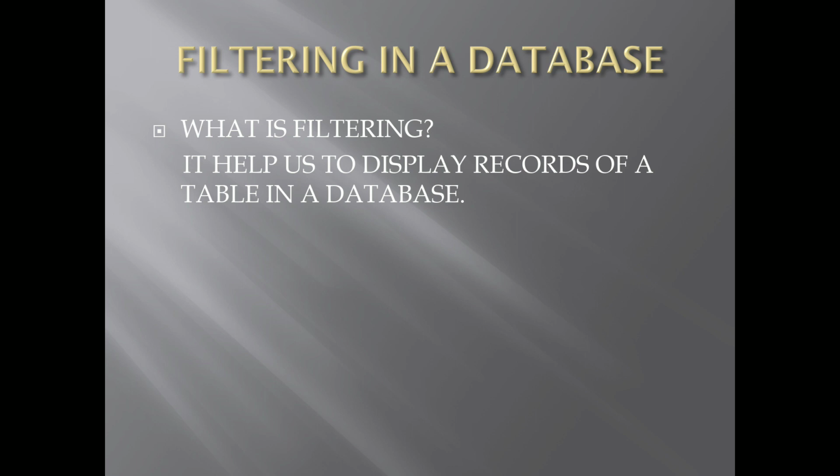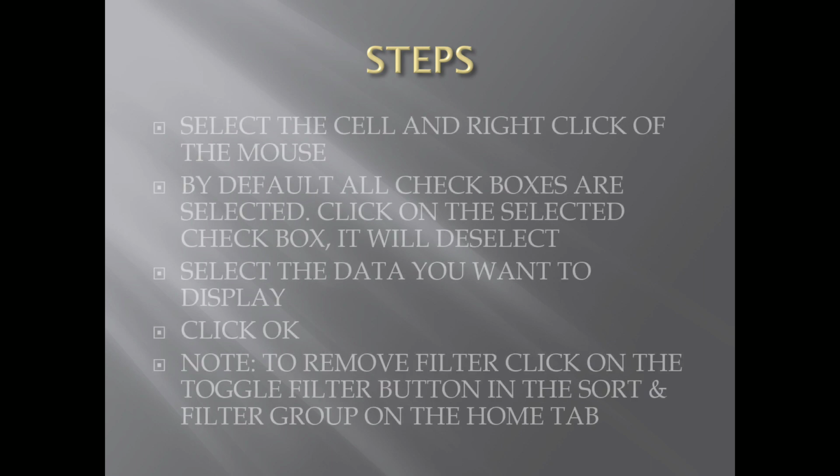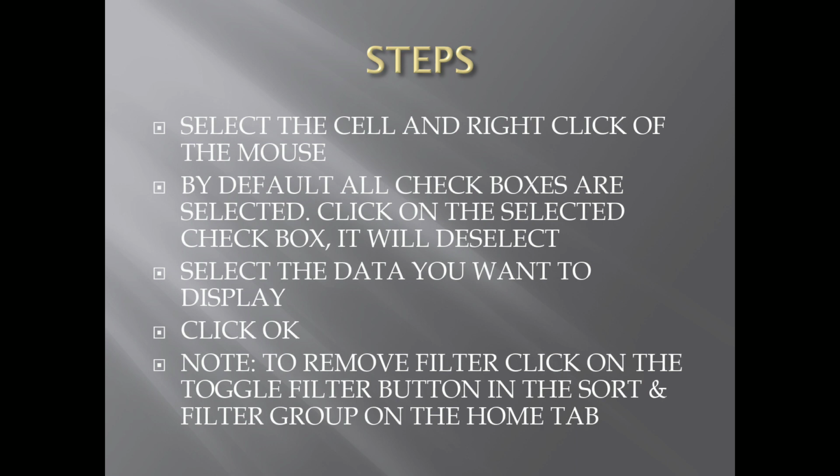The same way, same system we have in the database. When we are filtering, if you want to see only some results, you select that result and you will get that output and you can see that. Let's see the steps. What are the steps to filter in database? See, select the cell and right click of the mouse. By default, all checkboxes are selected.